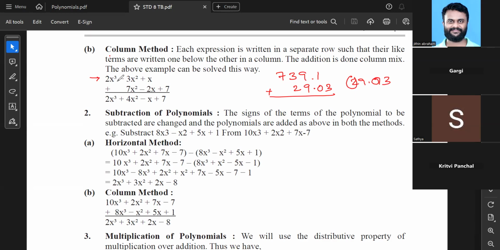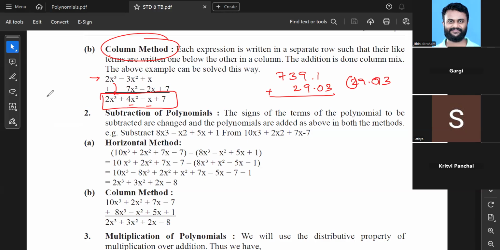So in this case, there is no cube term in the second expression, but there is a square term. Square term below square term, x term below x term, constant below constant, and then simply add them. There is no cube term in the second, so I wrote it as it is. Then -3 + 7 is +4, +1 -2 is -1, and 7 as it is. So this gives you the final expression. This is called the column method. Any doubt? No, sir. Very good.